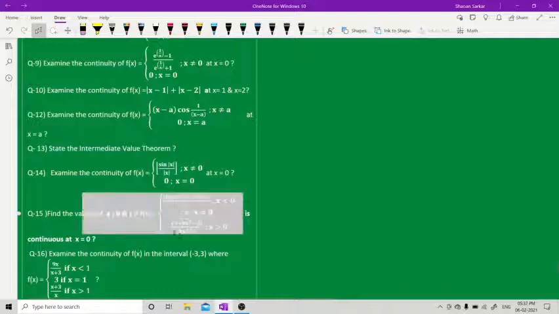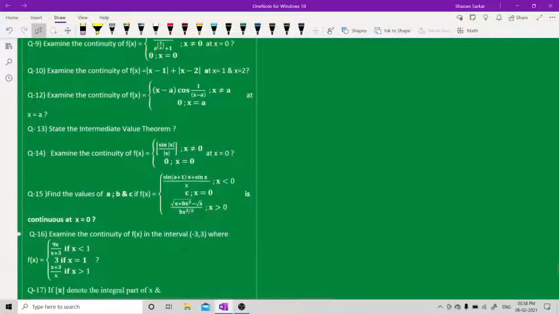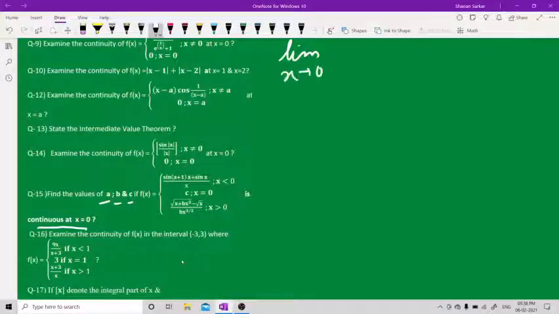This one question we are going to do. Here we are saying the function is continuous at x = 0. I have to find a, b, c. That means the limit as x tends to 0 of f(x) is equal to f(0). They are saying I have to find a, b, c.